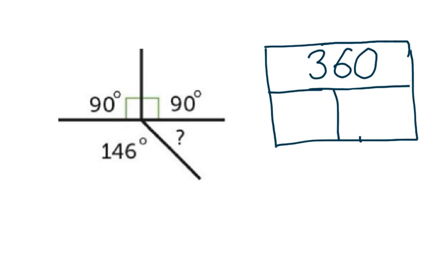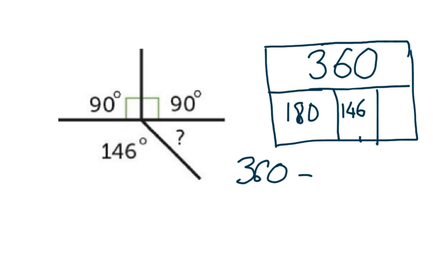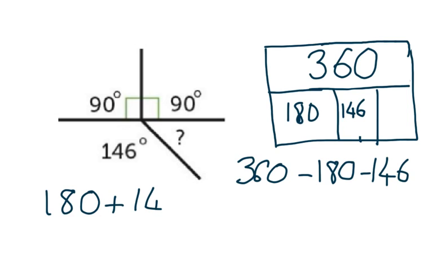Should be exactly halfway, shouldn't it? Right, I've got my 180. I've got 146. Now I can see the last one is an acute angle, so it will be less than 90, but I've got to work out what it is. So, as with yesterday, I could either do 360 take 180 take 146, or I could combine the angles I already know and then subtract them from 180.